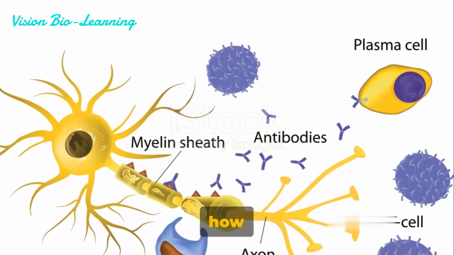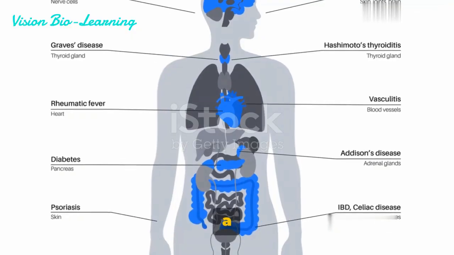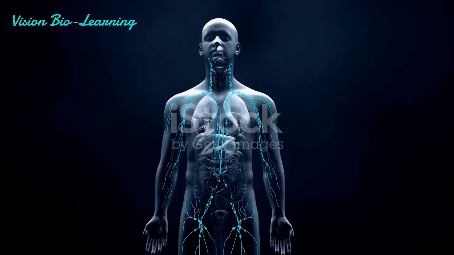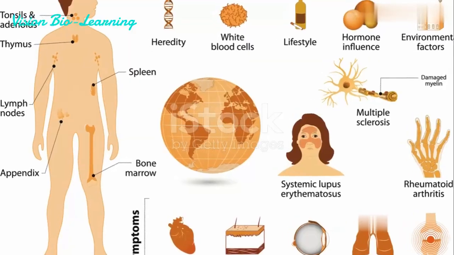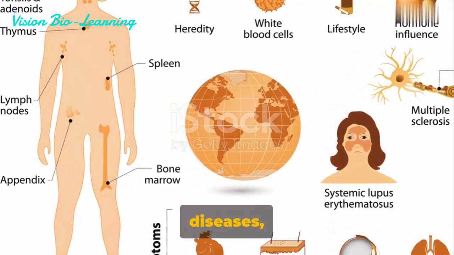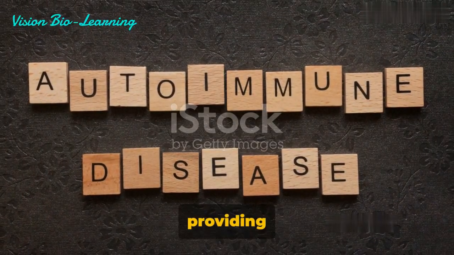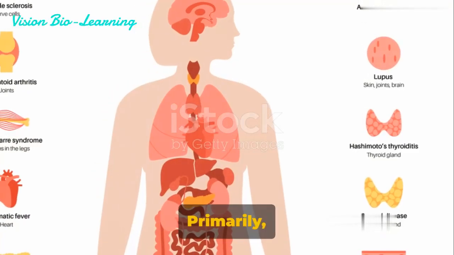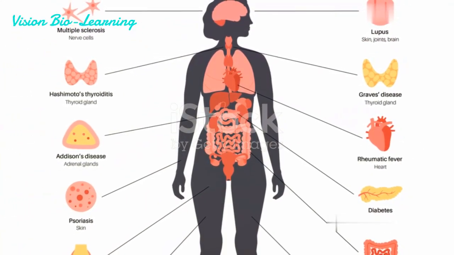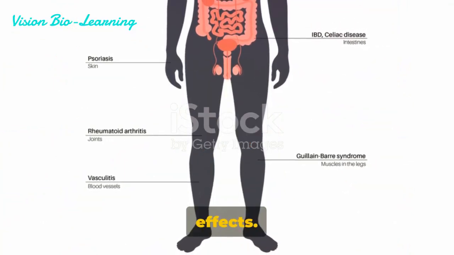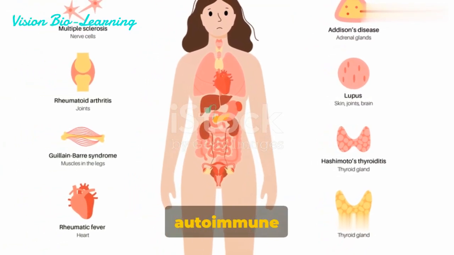Ever thought about how autoimmune diseases are categorized? Autoimmune diseases, a fascinating yet complex field of study, are conditions where the body's immune system mistakenly attacks its own cells. The intricate classification of these diseases, often a source of debate, is crucial in understanding their nature and providing apt treatment. Primarily, they are divided into two categories: organ-specific and systemic, each with its unique characteristics and effects. Dive with us as we unravel the mystery behind the classification of autoimmune diseases.